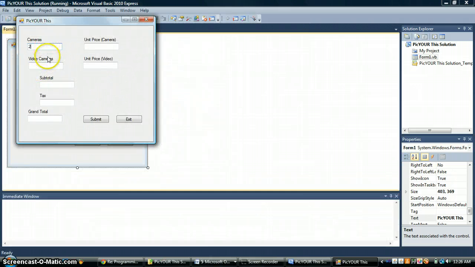Okay, and if someone wanted to rent 2 cameras and 4 video cameras for, say, a wedding, the unit price comes up as default $30 for the cameras and $45 per day for the video cameras, and those multiplied out and added together get a subtotal of $240. That multiplied by 7% is $16.80 for sales tax, and then added on to that is the $256.80. You can change these around and even type something in here, but it'll still go back to that 30, excuse me. And it should change all that.